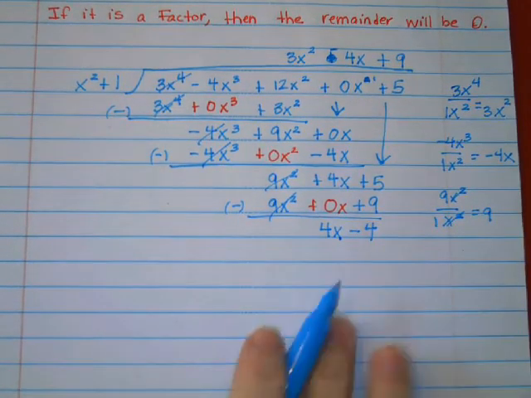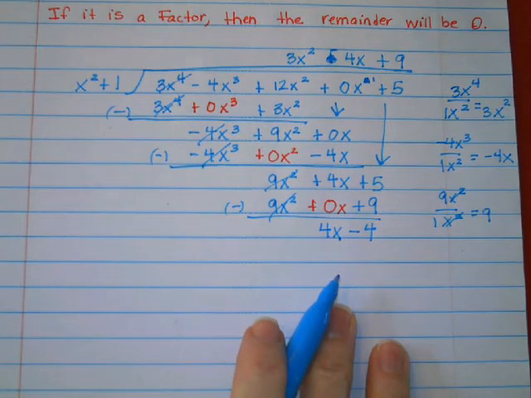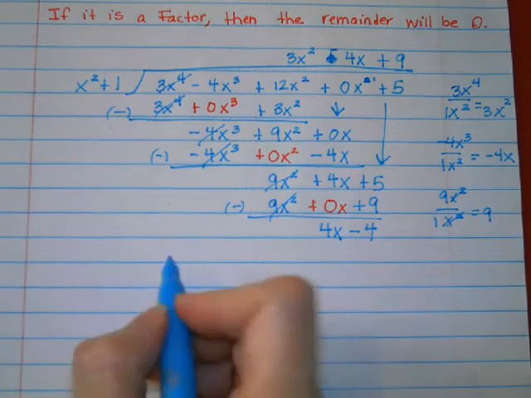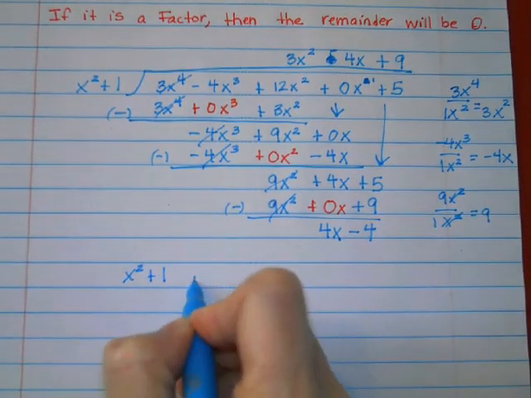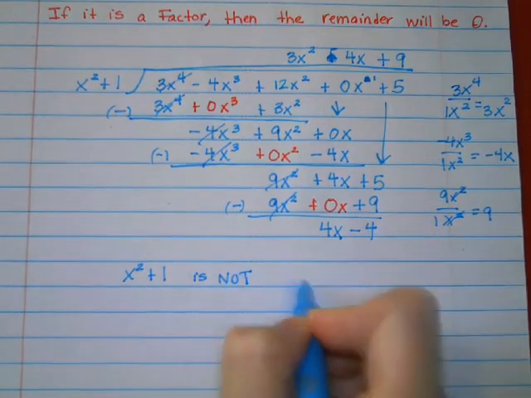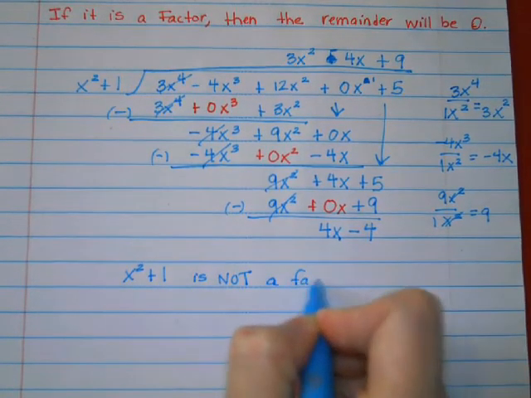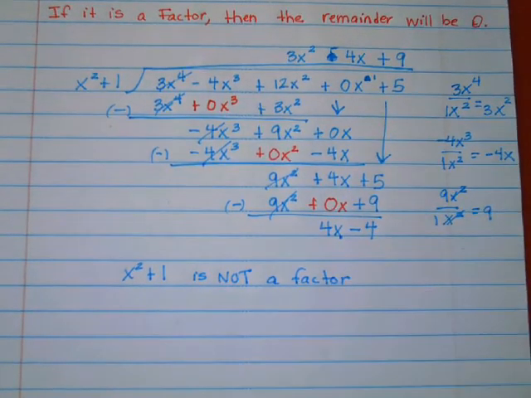Did we get a remainder of 0? You're correct. We did not get a remainder of 0. We have a remainder. So this means that x squared plus 1 is not a factor because we did not get a remainder of 0. So in order to be a factor, we must have a 0 remainder. All right, we're going to try a couple now by ourselves.